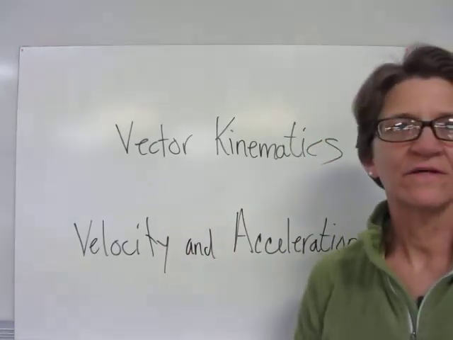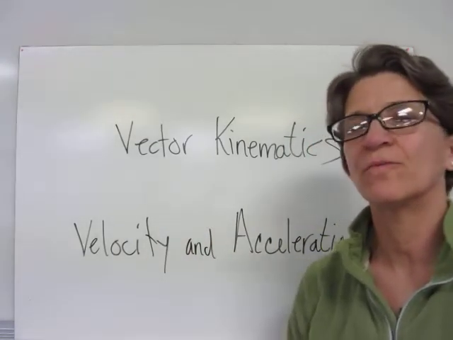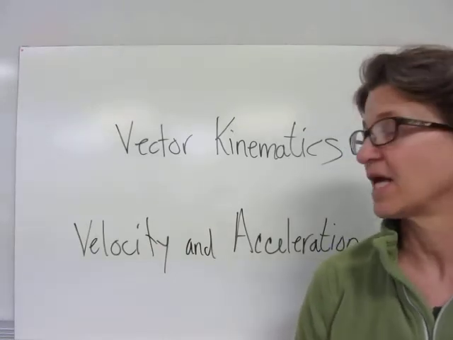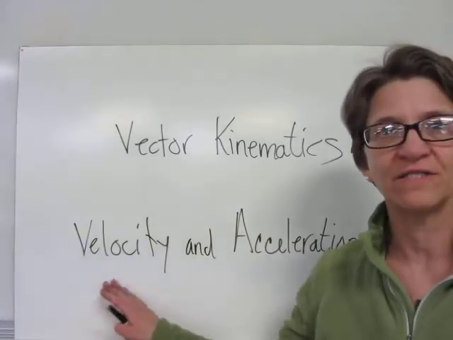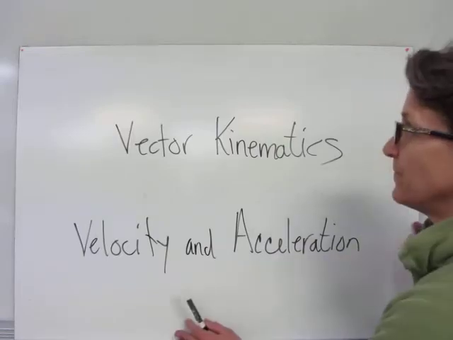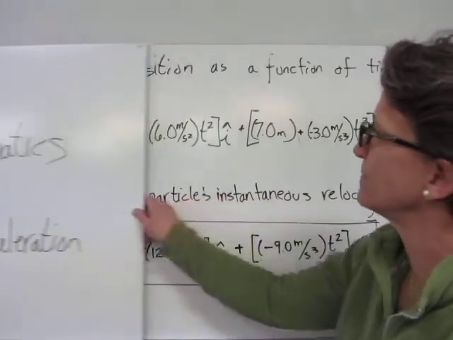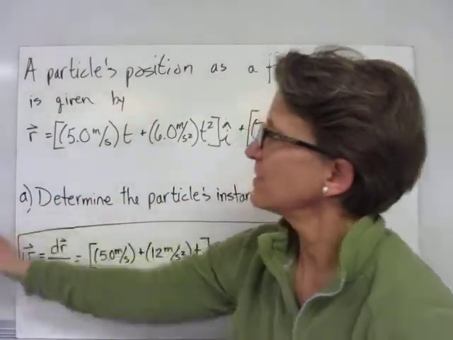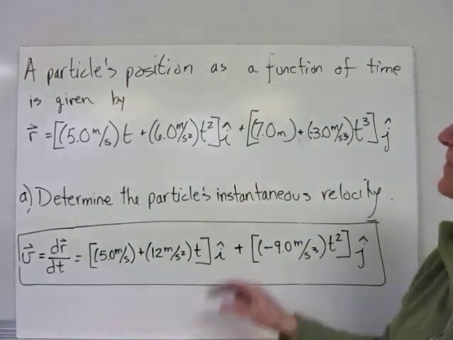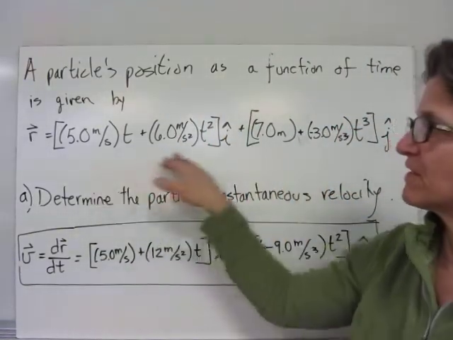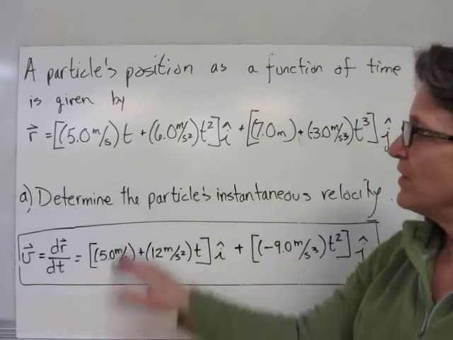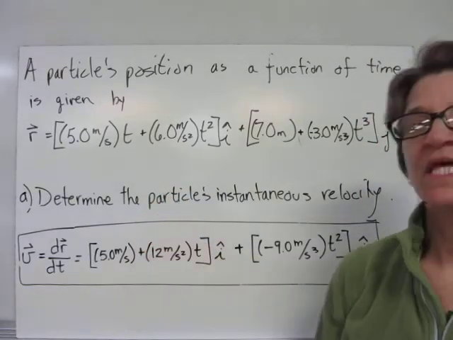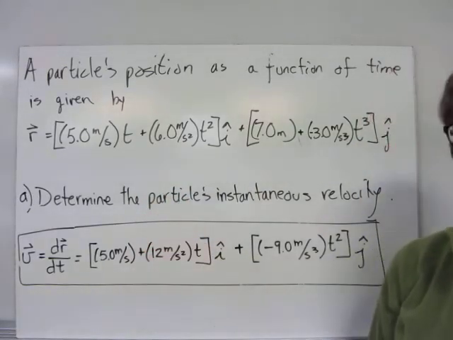Vector kinematics for velocity and acceleration. We'll be using unit vector analysis to determine the velocity and acceleration of a particle. So we have a particle's position as a function of time given by this equation. We want to determine the instantaneous velocity of this particle.